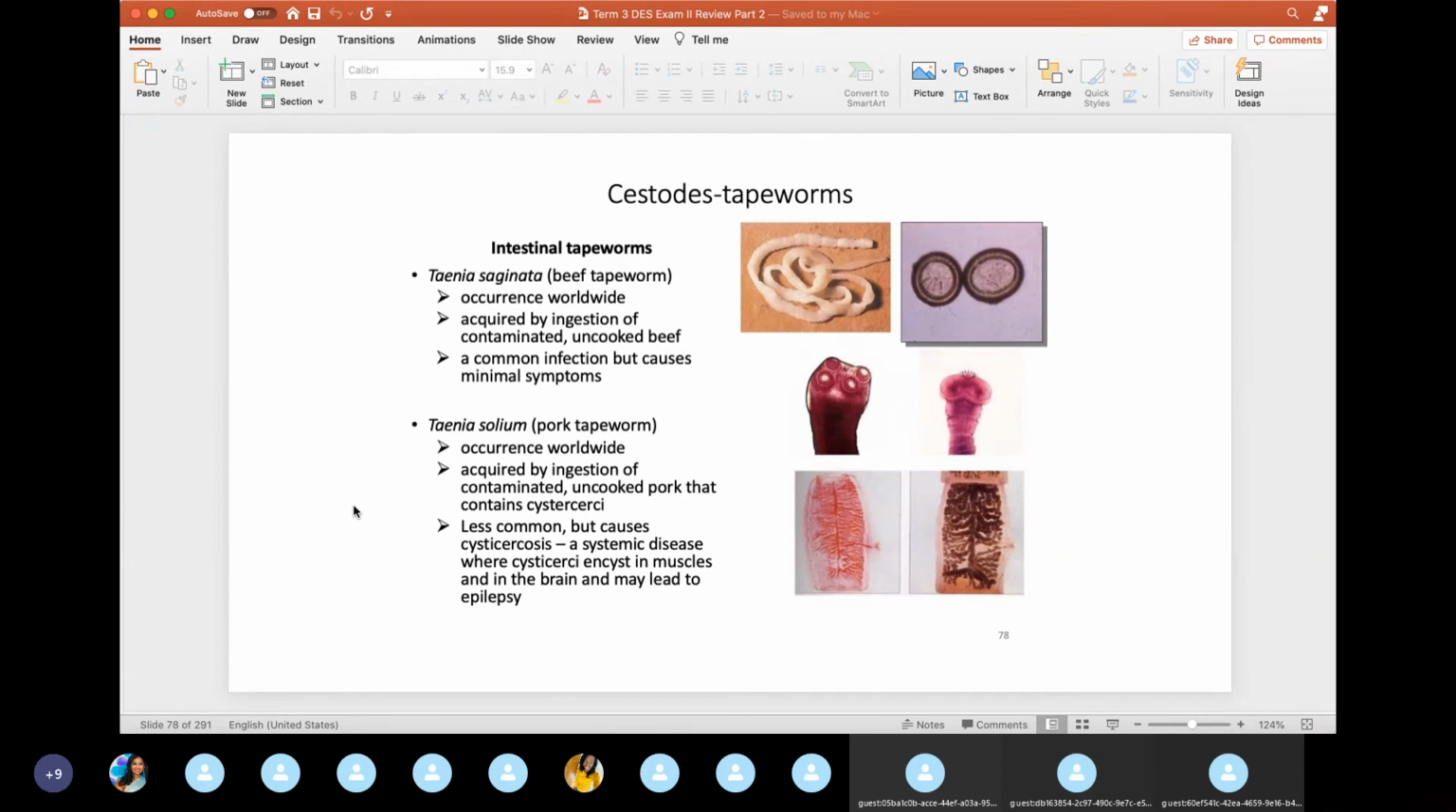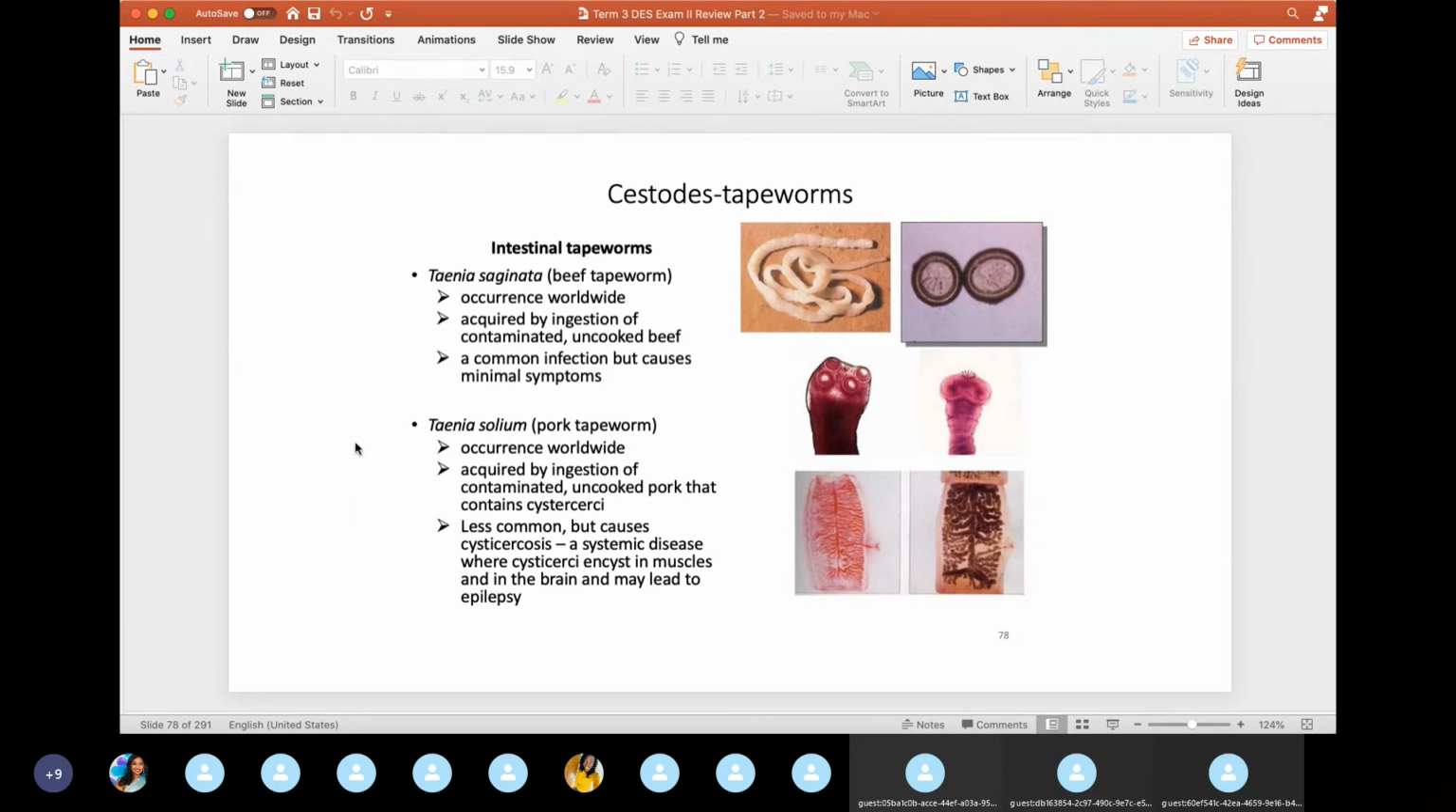So intestinal tapeworms, your Taenia solium or Taenia saginata. Taenia saginata, mode of infection, ingestion of contaminated or uncooked beef, so it's fecal-oral again. And then you have a common infection but it causes minimal symptoms. Look at the image, look at the eggs.